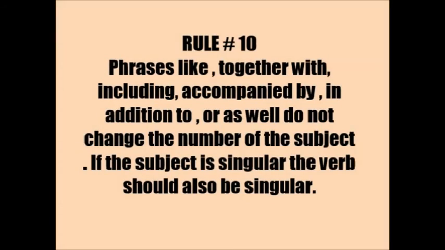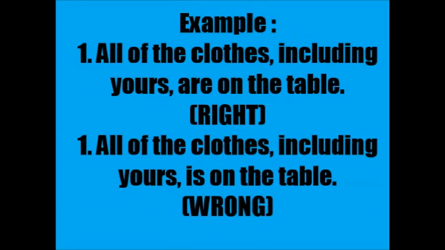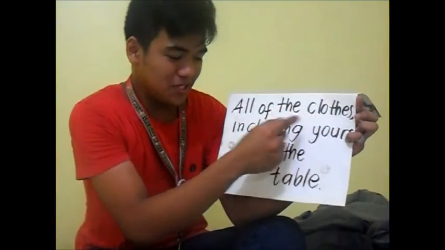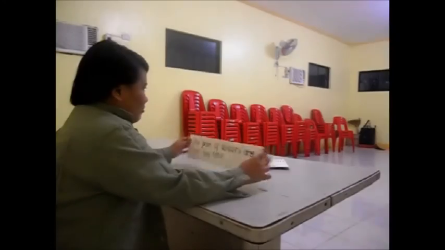According to rule number 10. Rule number 10. Phrases like together with, including, accompanied by, in addition to, or as well as do not change the number of the subject. If the subject is singular, the verb should also be singular. For example, in this sentence, our subject is all of the clothes. Since all of the clothes is plural, we should use the plural verb which is are. It should be: All of the clothes, including yours, are on the table.